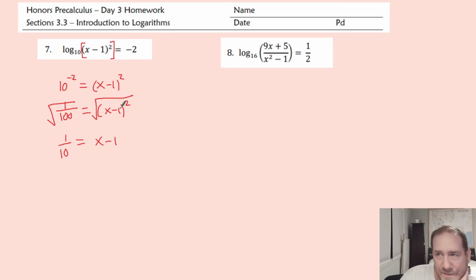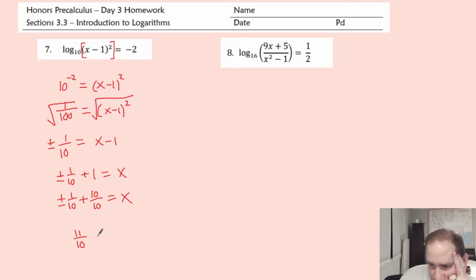Now I kind of lied, because guess what? When we took the square root, we generated a plus and a minus, so we have both a positive 1/10 and a negative 1/10. We'll now add 1 to both sides, and we get plus or minus 1/10 plus 1 equals x. So now you've got to solve this. You've got plus or minus 1/10 plus 10/10. So that means when the 1/10 is positive, you're getting 11/10. And when the 1/10 is negative, you're getting 9/10.